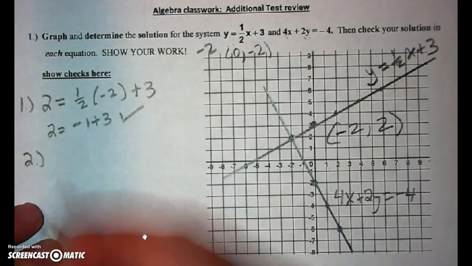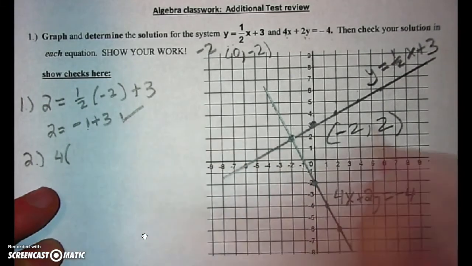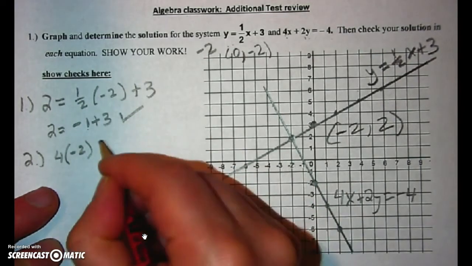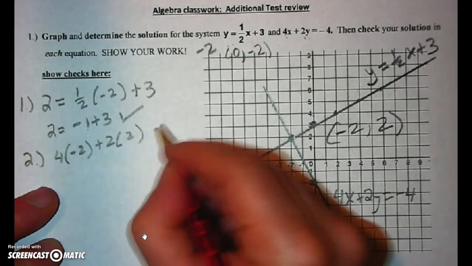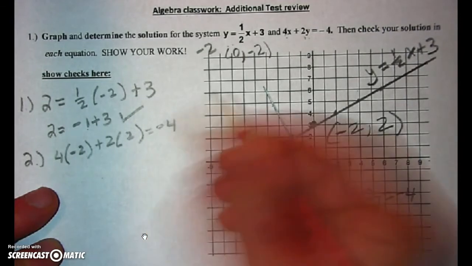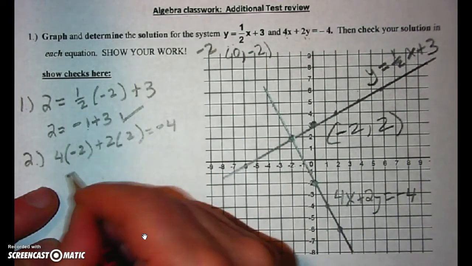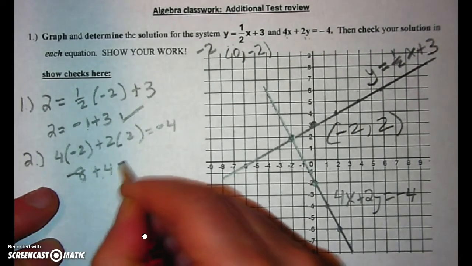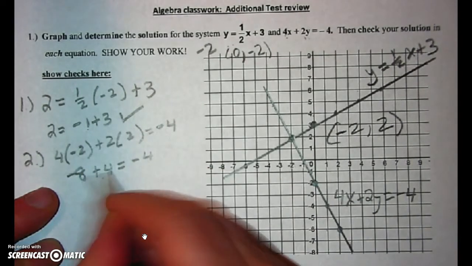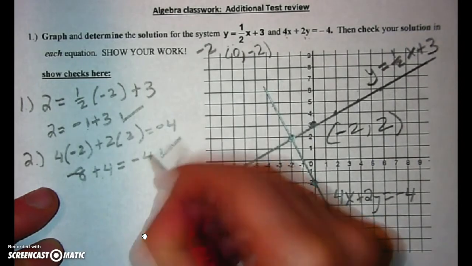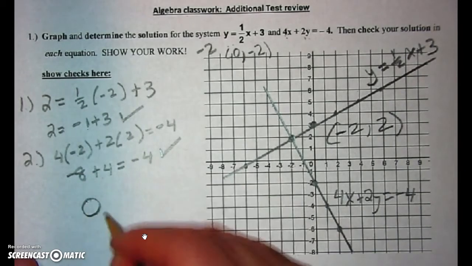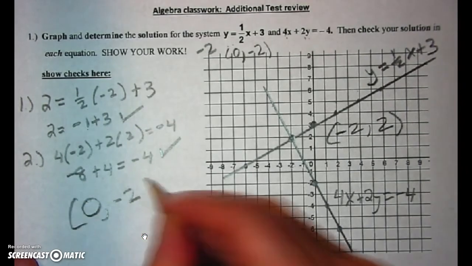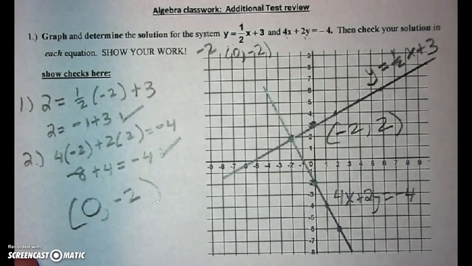Let's check with the second equation now. 4 times our x is -2, plus 2 times our y is 2, and that's supposed to equal -4. 4 times -2 is -8, plus 4 equals -4. -8 plus 4 does equal -4. We're good to go. So that's the end of our first problem. We've got it. Our common solution, our point of intersection, is -2, 2. That's our final answer. And we're done with problem 1.